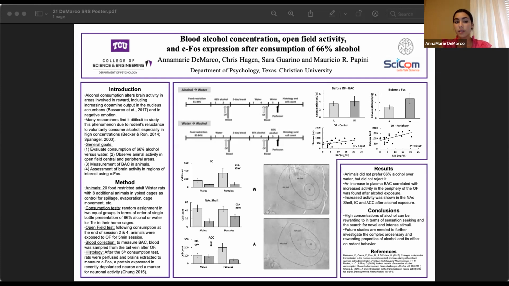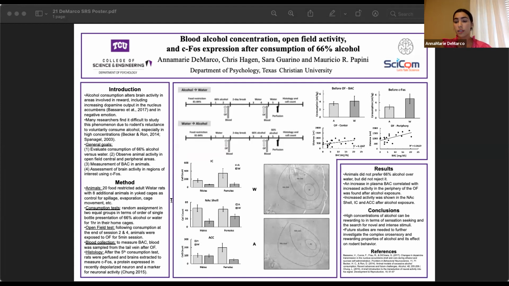So our study found that the rats consumed about the same amount of water and alcohol when given access in a 1 bottle consumption test. They did not reject the alcohol. As you can see, we found significantly high levels of blood alcohol content, which indicated that they did consume the alcohol. And it's right here on the open field, alcohol and water. There was a positive correlation between higher blood alcohol content and the more the rats would move around, especially in the periphery.